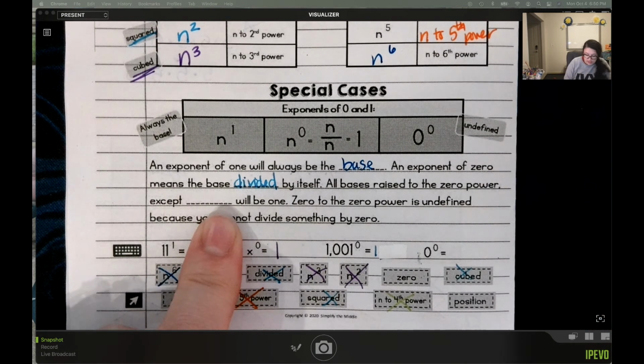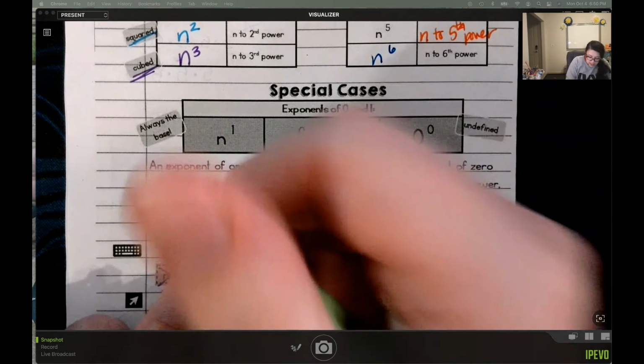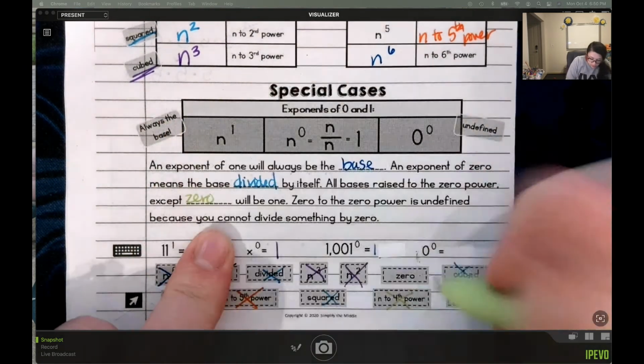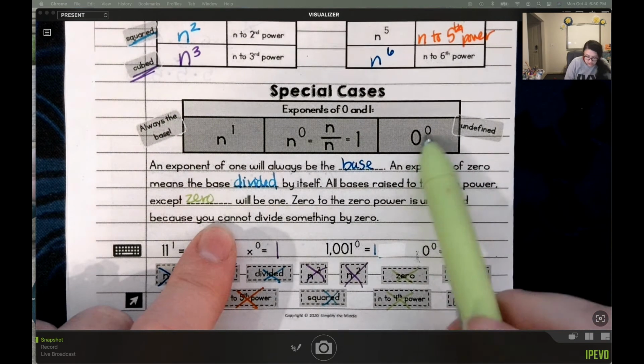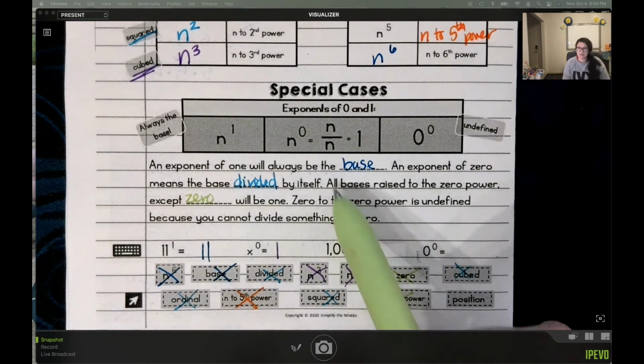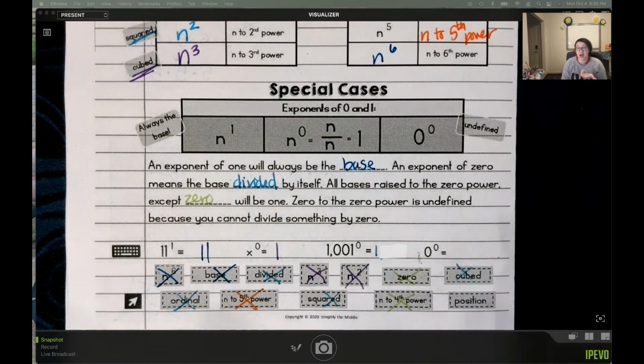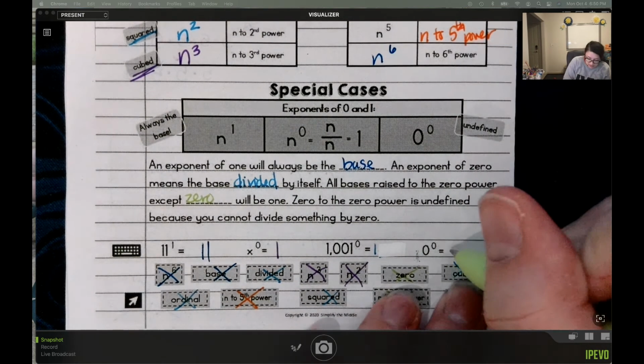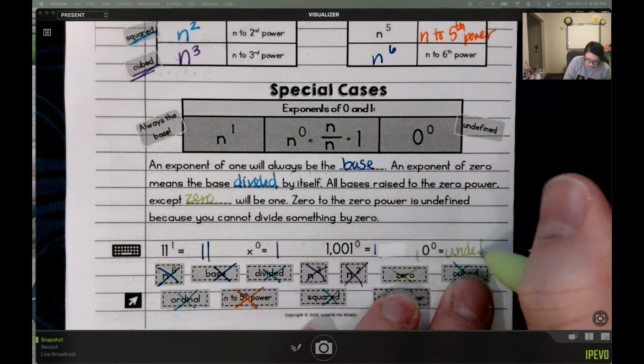All bases raised to the 0 power, except for 0, will be equal to 1. 0 to the 0 power, we say that's undefined because I can't divide by 0. That's not mathematically possible. So we say that this is undefined.